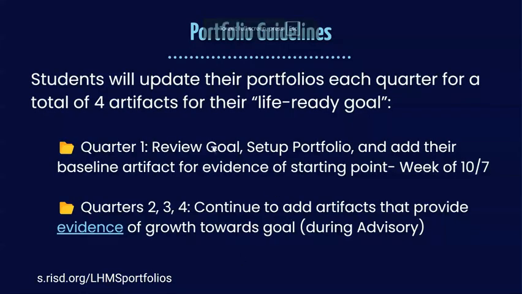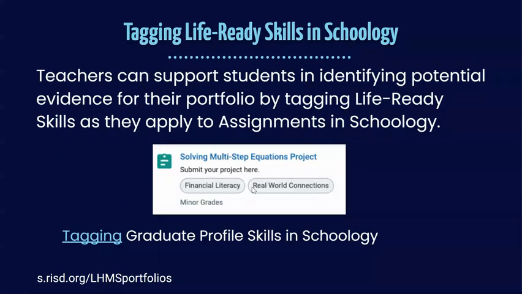So again, portfolios will be added to every quarter with evidence. There will be an advisory lesson for students to do it in, so that it's not like, oh, I didn't remember to do that. We'll have reminders as an advisory lesson. And for those students, they have 8 classes. It's hard to choose one piece of evidence per quarter for their one goal from 8 classes. So to help them narrow it down, students have the option to tag school.